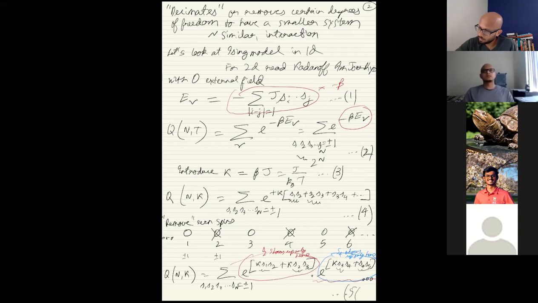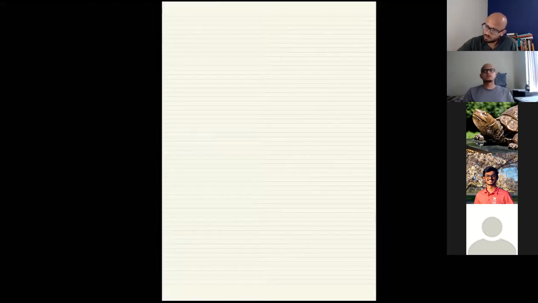So let me write down equation 5 again on the next page because it's so important. We just wrote down that Q of n comma k is equal to summation S1, S2. Actually, let's write down this summation in the following form: S1, S3, S5, S7, dot, dot, dot is equal to +/-1, and S2, S4, S6, S8, dot, dot, dot is equal to +/-1. There's nothing wrong in that, right? I've just classified my labels separately.